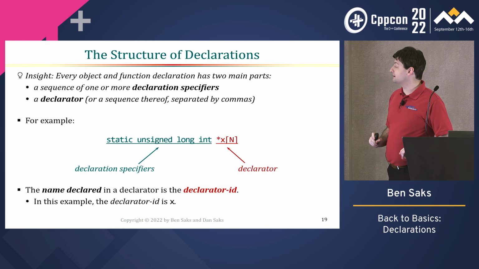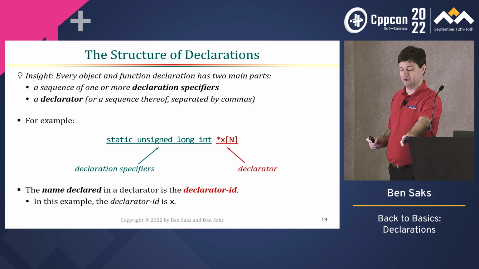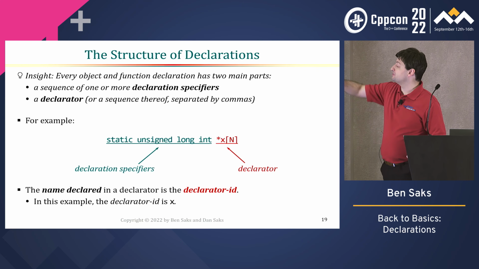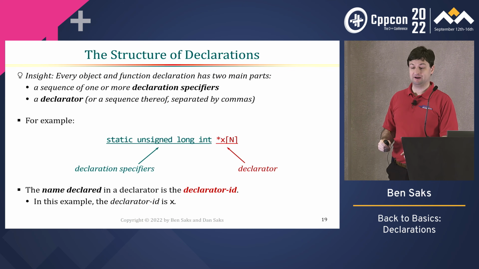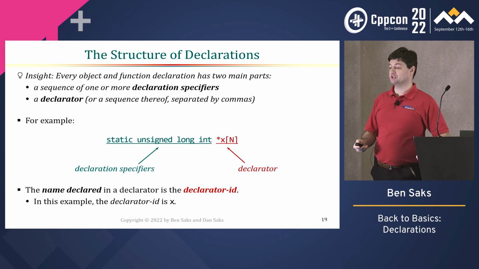The name being declared there, X, I'm going to call the declarator ID. That's a term from the grammar of the language. Although N there is part of the declarator, it's not being declared. N must exist, must have been declared somewhere before here.